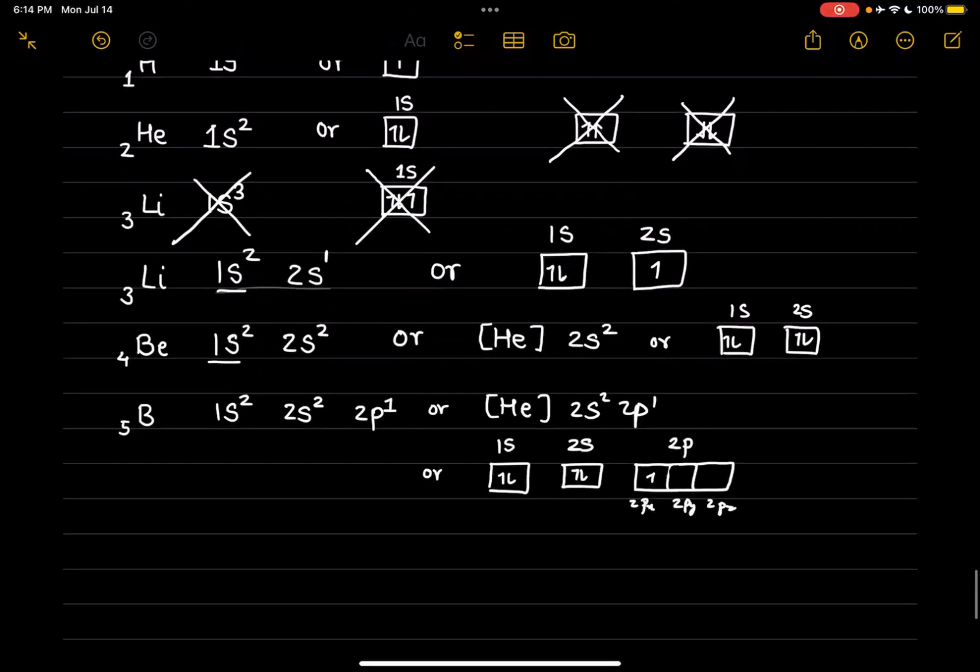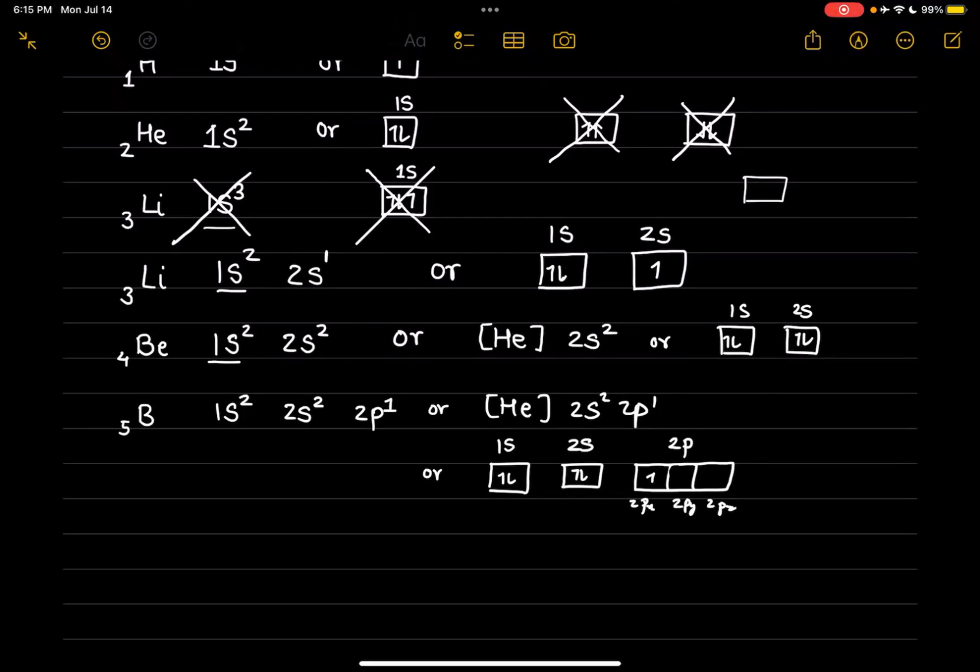I hope you understand this. And I'm again telling you, don't worry. Each orbital can hold these electrons, and orbitals are represented as boxes instead of drawing p and d, got it?